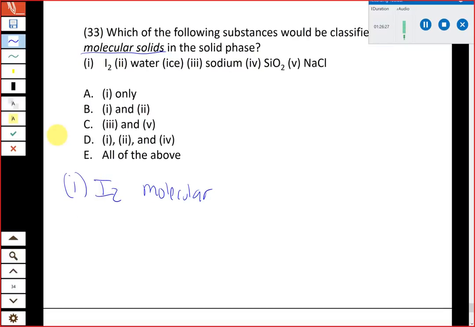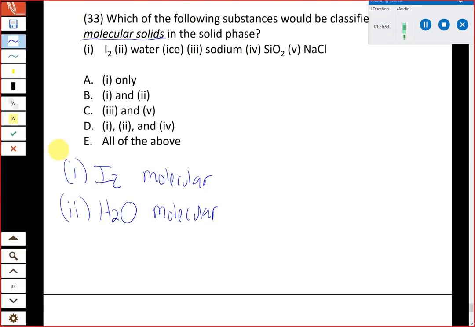In choice 2, which is water, if you cool water down into the solid, we call that ice, of course. And the formula for water is H2O. This is also a covalent molecular compound. In this case, the molecules will be held together not only by London dispersion forces, but also by hydrogen bonding interactions, because water has these polar OH bonds in it. But this would still be classified as a molecular solid. It's molecules of water arranging themselves into a lattice. So both of those first two are molecular solids.